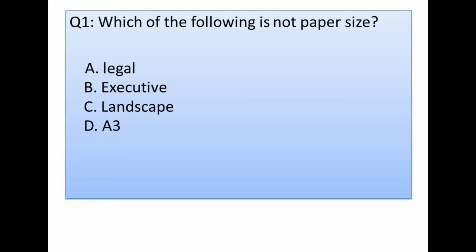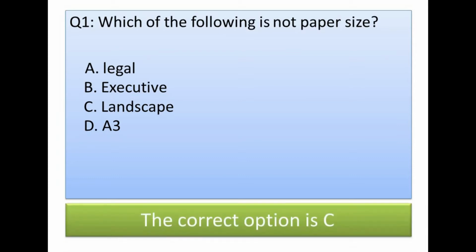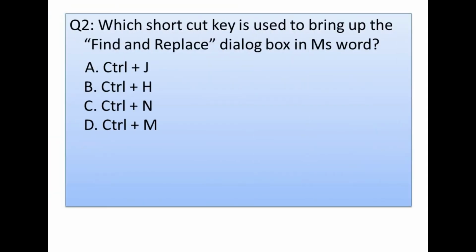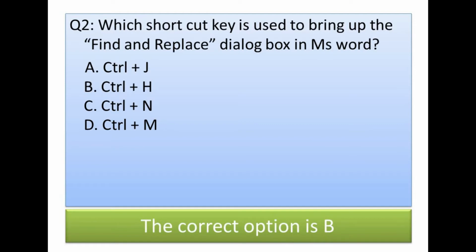Which of the following is not paper size? 4 options are given: legal, executive, landscape, A3. The correct option is C. Which shortcut key is used to bring up the find and replace dialog box in MS Word? Ctrl+J, Ctrl+H, Ctrl+N, Ctrl+M. So the correct option is B.